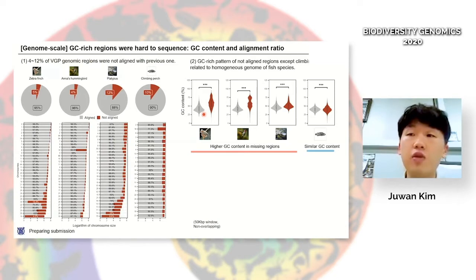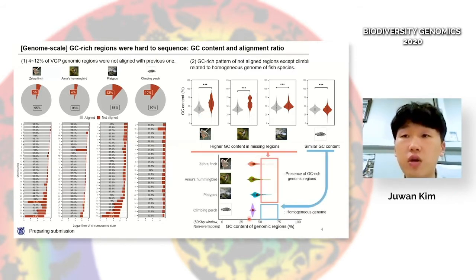And it has been known that sequencing platforms such as Illumina or Sanger have trouble in sequencing this GC-rich region. And considering climbing birds' homogeneous genome compared to that of other species, it seems that the previous assemblies of birds or mammals with GC-rich genomic regions have been missing those genomic parts due to the limitation of short read length sequencing platforms in sequencing those GC-rich sequences.